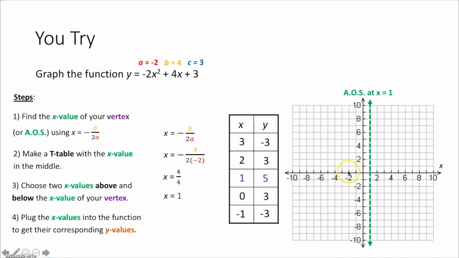We then plot each of these points over here and draw a parabola going through them. So 3, negative 3: over 3 on the x-axis, down 3 on the y-axis, put a point. 2, 3: over 2 on the x-axis, up 3 on the y-axis, put a point. 1, 5: over 1 on the x-axis, up 5 on the y-axis, put a point. 0, 3: over 0 on the x-axis, up 3 on the y-axis, put a point. And then negative 1, negative 3: over negative 1 on the x-axis, down 3 on the y-axis, put a point. Draw a parabola going through those. Again, since our a value is negative, our parabola opens downward.